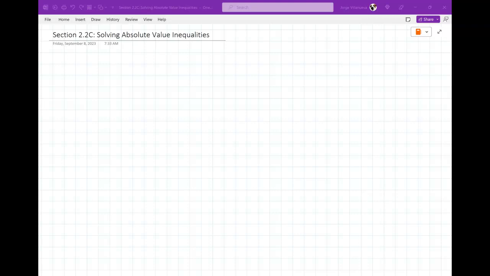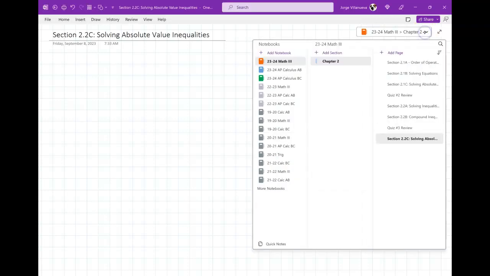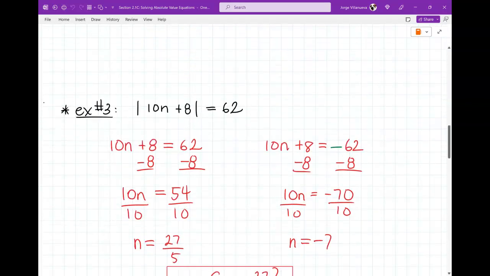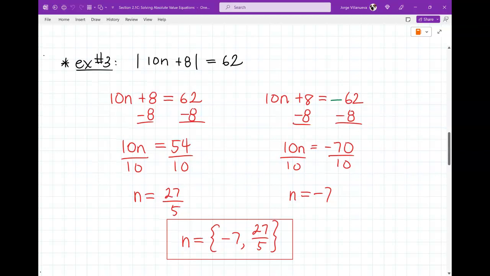Okay, so section 2.2c, we're going to be solving absolute value inequalities. And I kind of mentioned this before the recording started. We are combining two different lessons together. One of the lessons that we're going to combine is section 2.1c, which, let me just go to an easier looking problem. Look at example number 3 here.